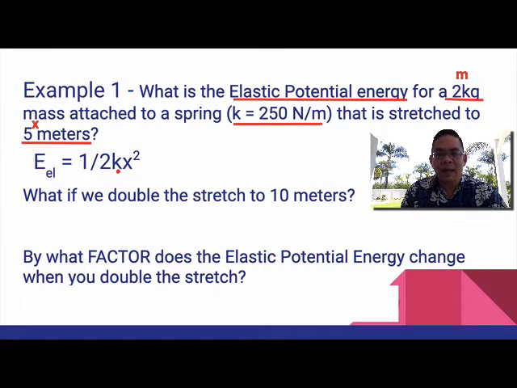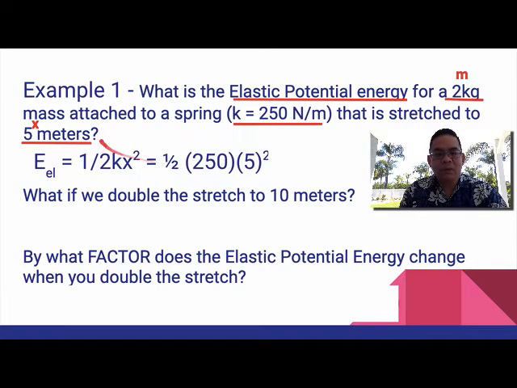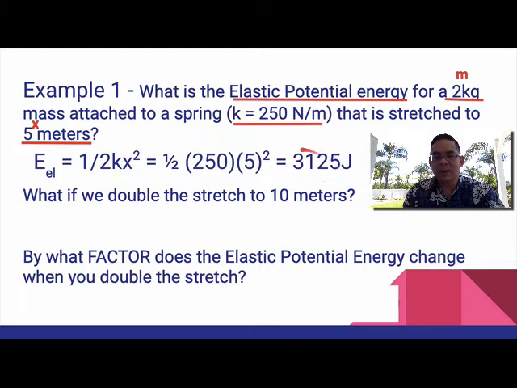I have the K, which is right here. I have an X. And notice mass is not in this formula, so mass doesn't matter. So you can ignore that M on there. And we plug that in, we get 1/2, 250 for the K, 5 for the X, and it's squared. Order of operations, just like in kinetic energy, we got to do the square first. 5 squared is 25. Half of 250 is 125. And so when you plug that in, we get 3125 joules on our calculator.